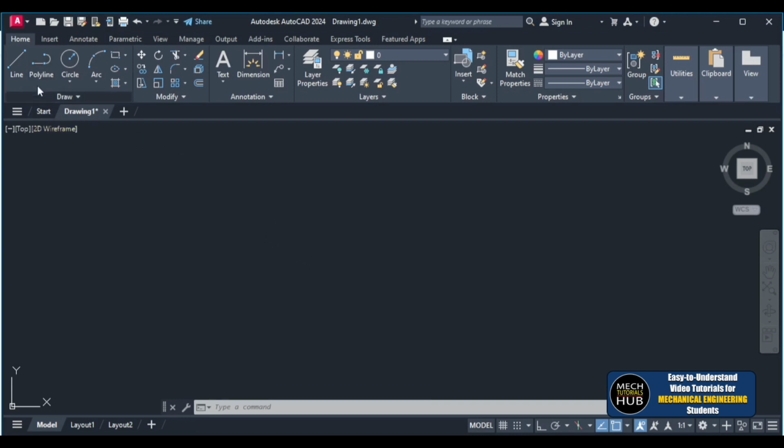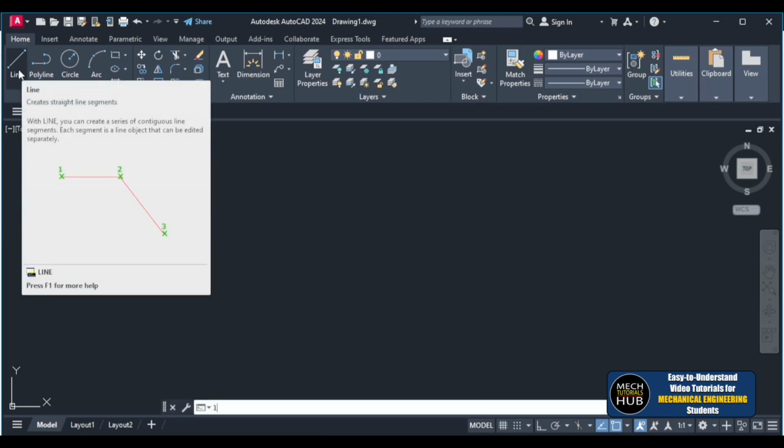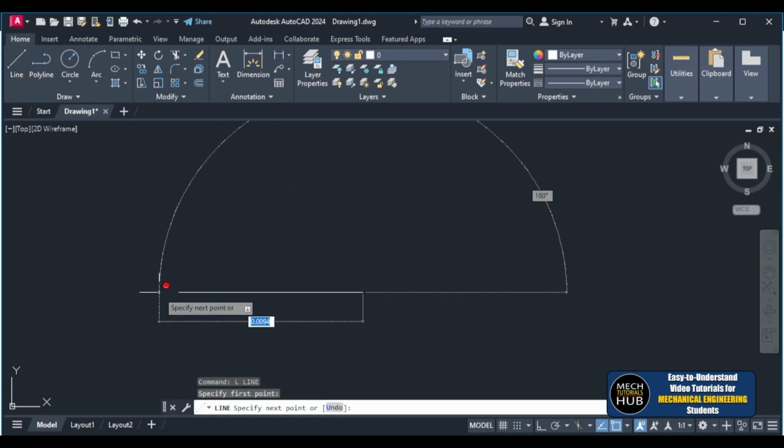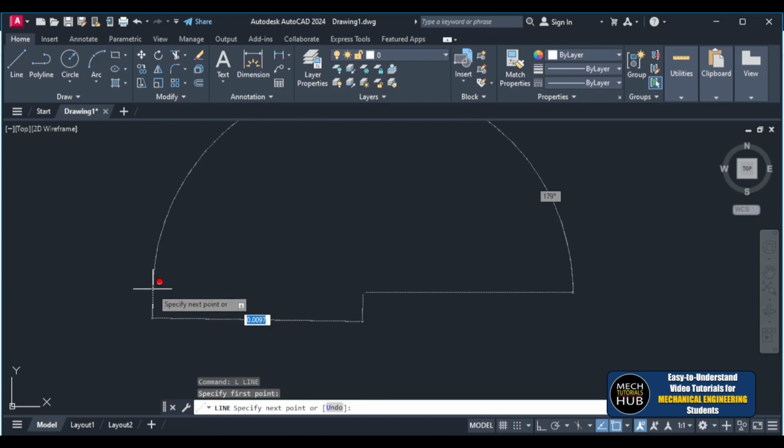For drawing a line directly, I can pick it from the sketch tools, or else I'll say L enter in the command prompt. It is asking me to specify the first point. I specify the first point. Accordingly, I can draw a straight horizontal line.